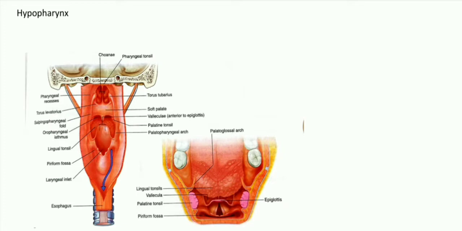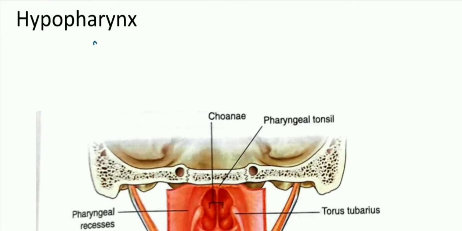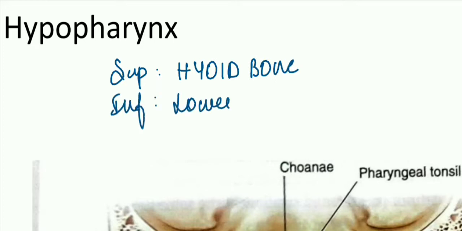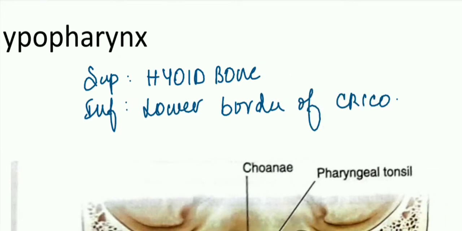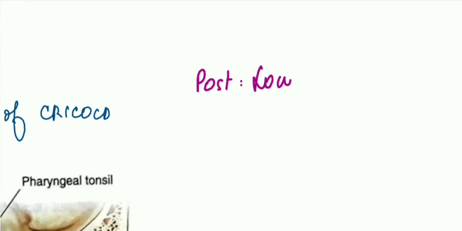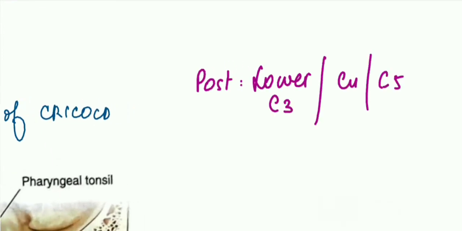Now let's see about the last one, the hypopharynx. It extends superiorly from the hyoid bone to the lower border of cricoid inferiorly. Posteriorly it is bounded by the lower half of C3, C4, C5 and C6 vertebrae.